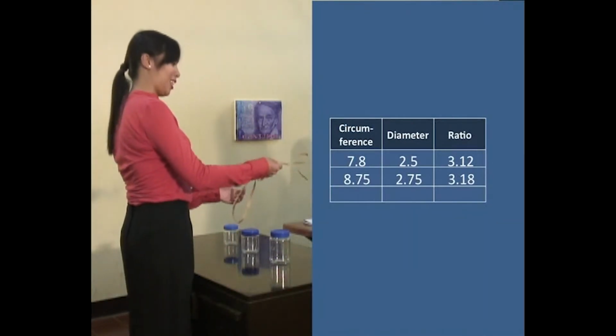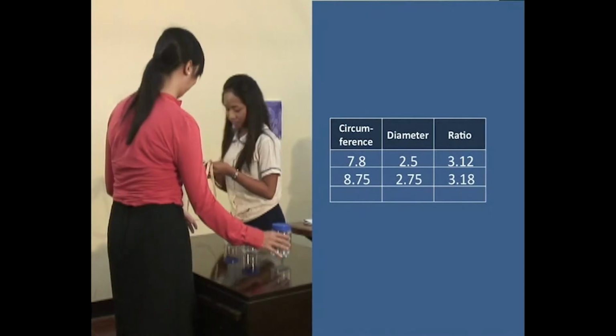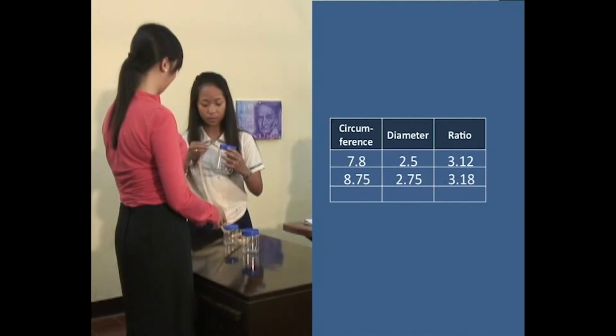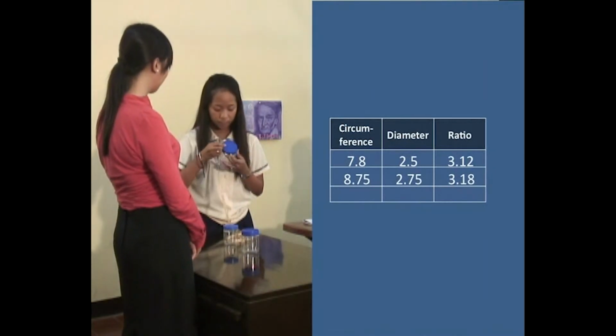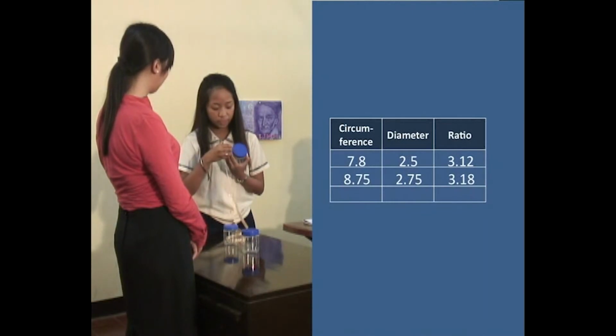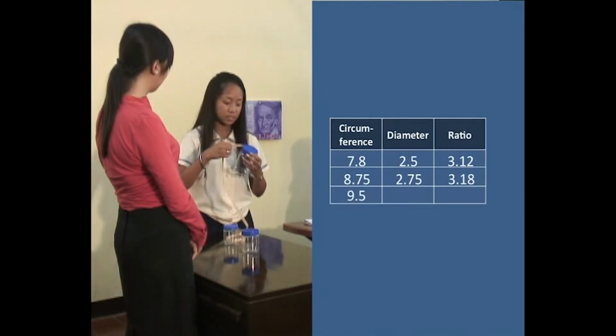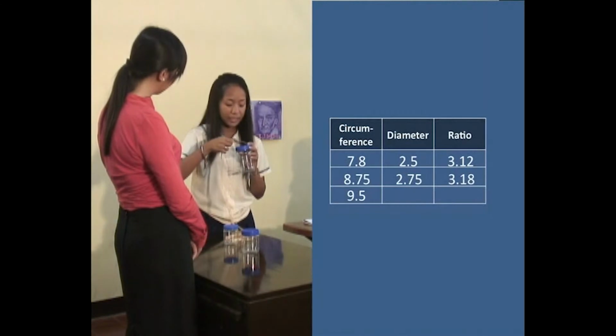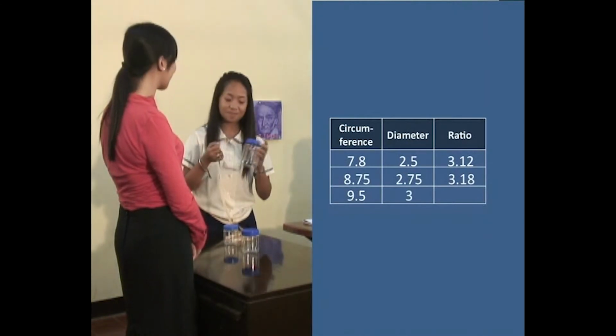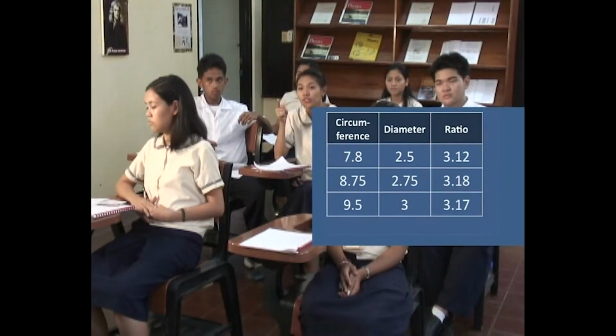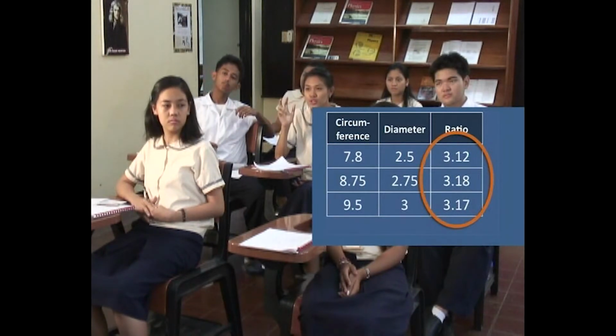I'll take the last one. This one has a circumference of 9.5 inches and a diameter of 3 inches. Hey look! The ratios are all approximations of pi.